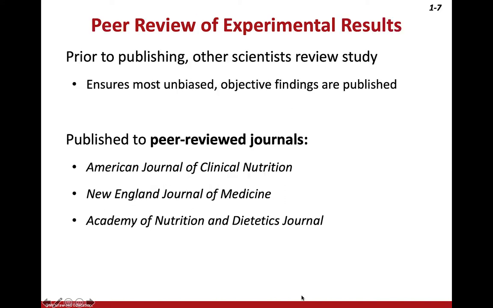Now, after that, scientists will actually have to have their work reviewed prior to publication. Typically, this is going to be through the process of peer-reviewed journals. Now, there are a number of journals in nutritional science or journals that actually report nutritional topics. For example, peer-reviewed journals related to nutrition are the American Journal of Clinical Nutrition, the New England Journal of Medicine, and the Academy of Nutrition and Dietetics Journal.